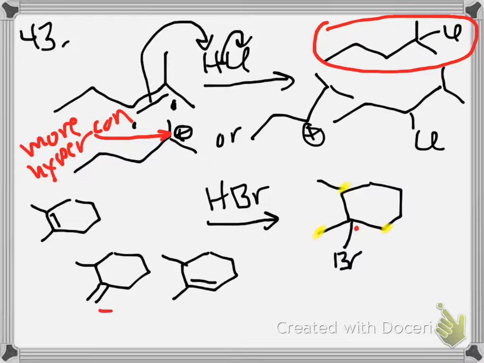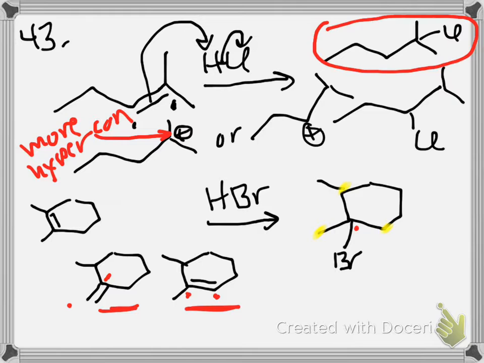Both this one and this one could give two products, because the alkenes are unsymmetrical. So the bromine could go to one carbon or the other one.